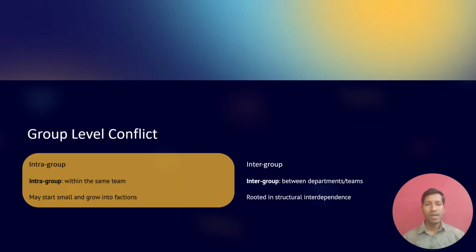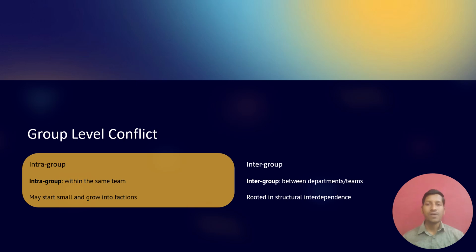Now, moving up the ladder, we reach group level conflict. This can be intra-group, within one team, or intergroup, between two different teams. Intra-group conflict usually happens when a team faces a brand new problem or when people with very different political or religious views are forced to work together.